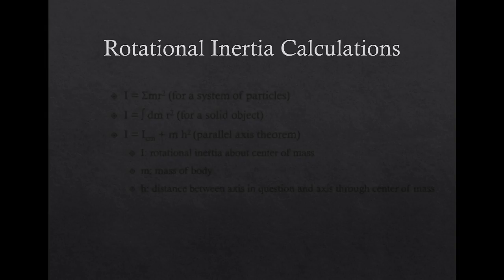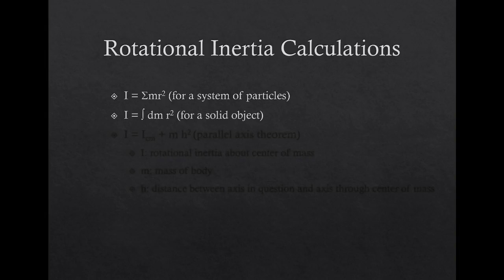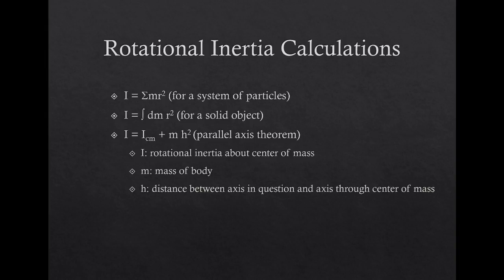And the strategy is going to be pretty simple. There's a couple things that we can do. First, for a system of particles, we have I is the sum of mr squared. But for a solid object, we have I as the integral of dm r squared. So what we're doing is we're taking the mass and splitting it up into lots of itty bitty pieces, dm, which each have a distance of r from the axis of rotation. Once we do that, then we can move it around using the parallel axis theorem, which says that I is equal to I of the center of mass plus the mass times h squared. So we'll talk more about what this means a bit later on.